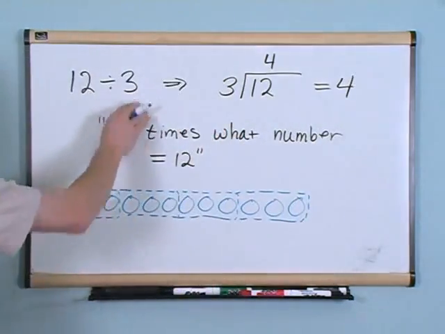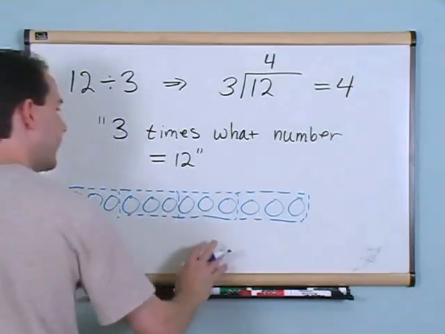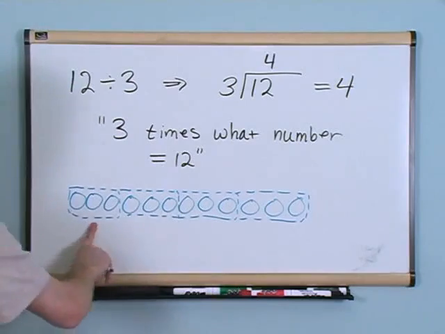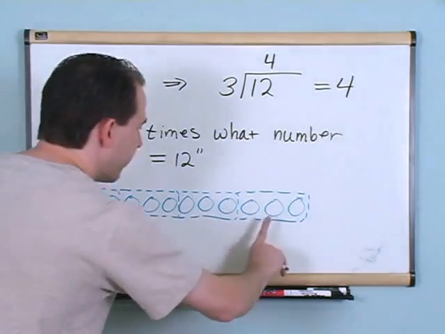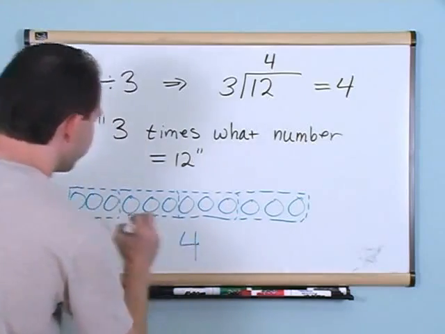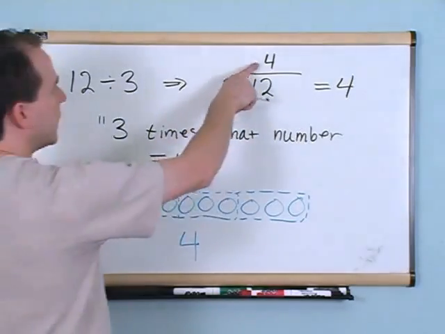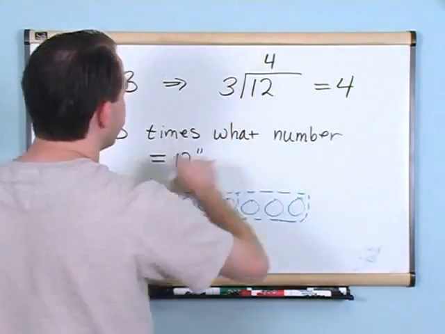So we're dividing by 3. We're making groups of 3. Okay? The question is, how many groups do we have? 1 group, 2 groups, 3 groups, 4 groups. 4 groups of 3 items. So the answer is 4, which is exactly what we had before.